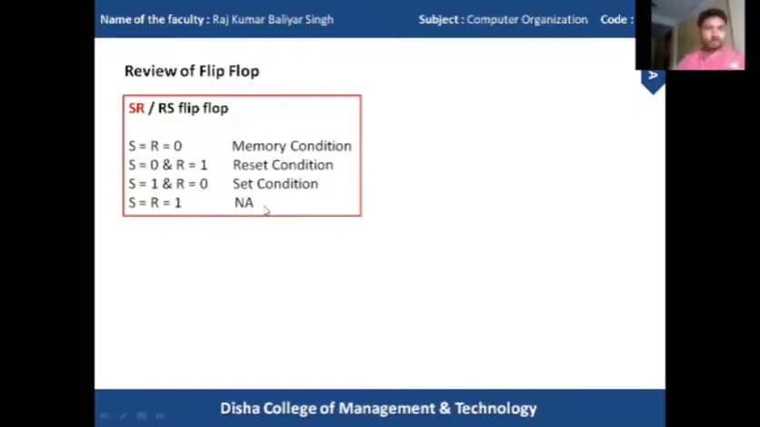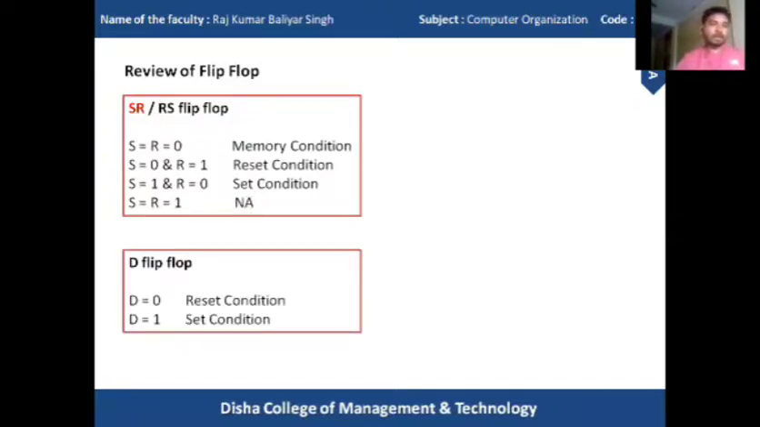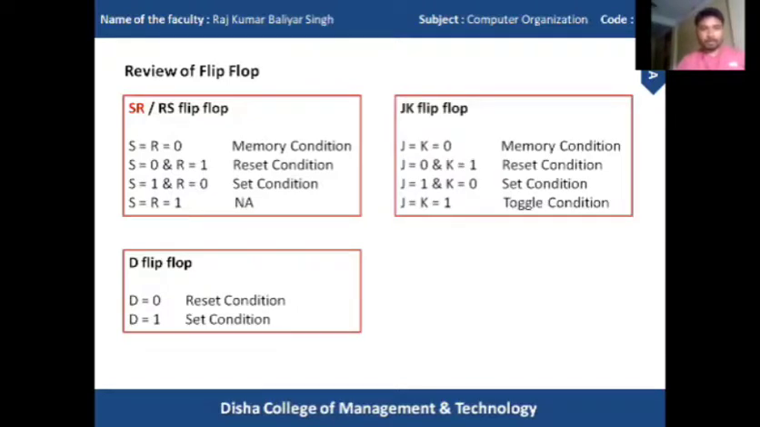Okay, so when both S and R are connected together with a NOT gate, that developed flip-flop is called D flip-flop. In D flip-flop we are getting only two conditions: the reset condition and the set condition, because in D flip-flop we can supply only a single value, either 0 or 1. Okay, we have another type of flip-flop called JK flip-flop.